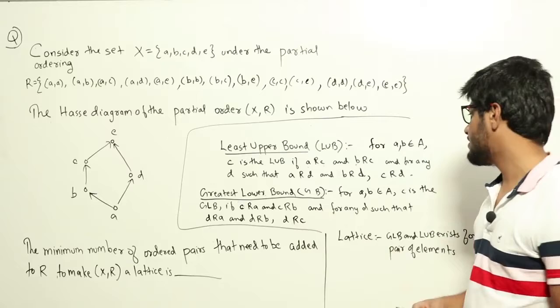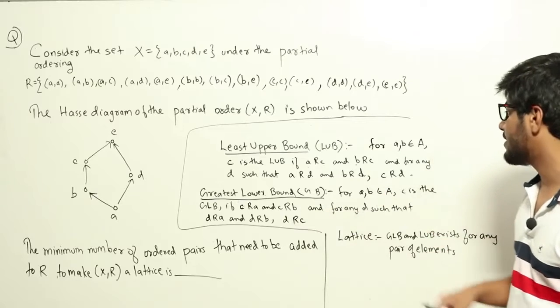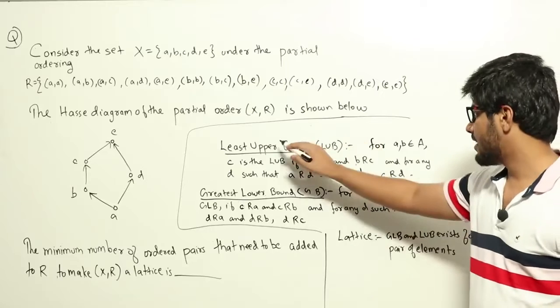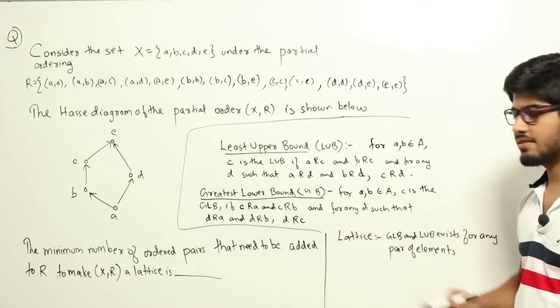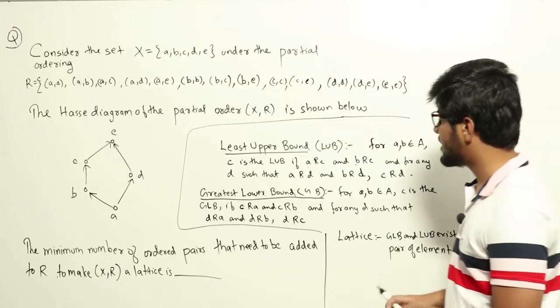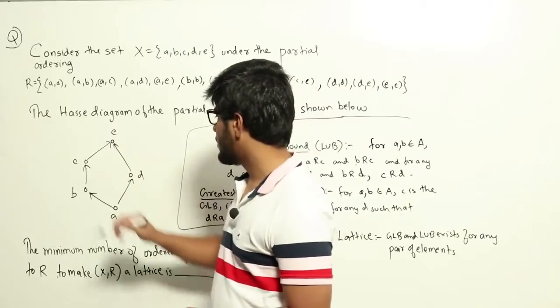If that is true, then C is called the greatest lower bound of A and B. So if you don't understand these concepts, please learn least upper bound, greatest lower bound, lattice, partial order, etc., before coming to this question. Once you understand this, we can come to solving this.